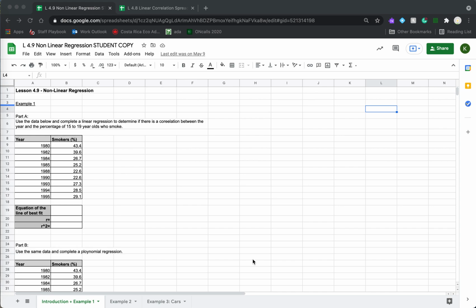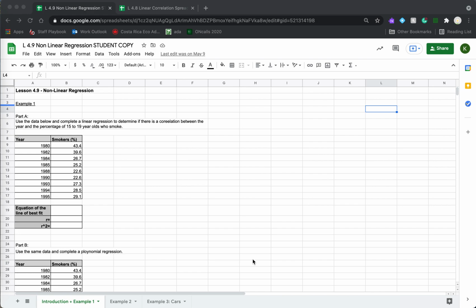This lesson, we're going to be talking about non-linear regression. So we'll just jump in with an example and we'll practice some pieces from last class and then we'll move forward with the new information. So we'll start with this first example.